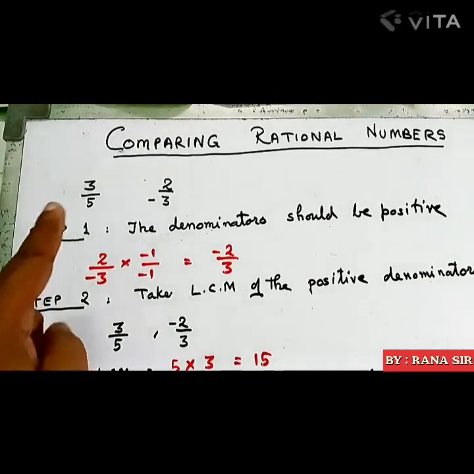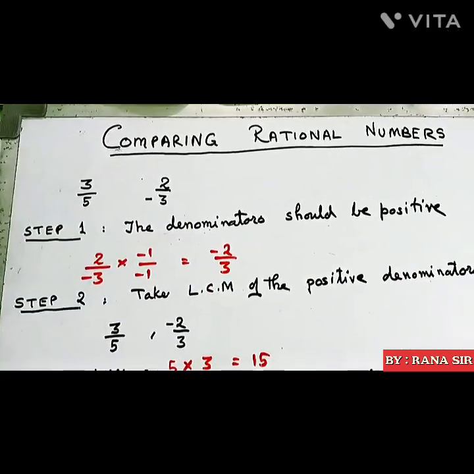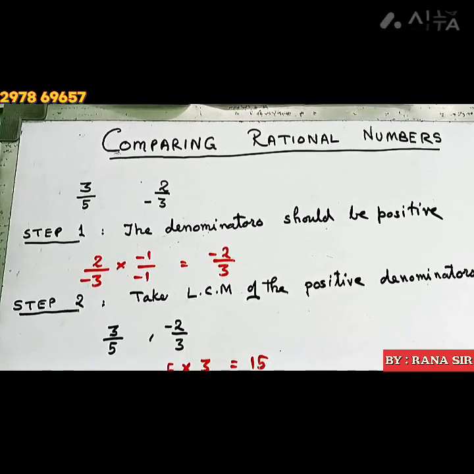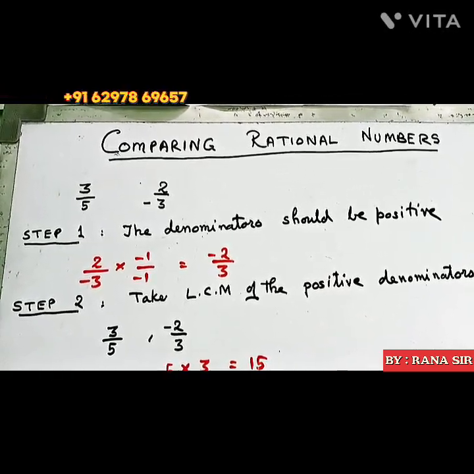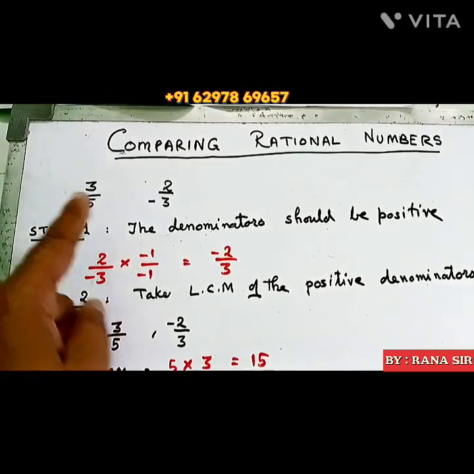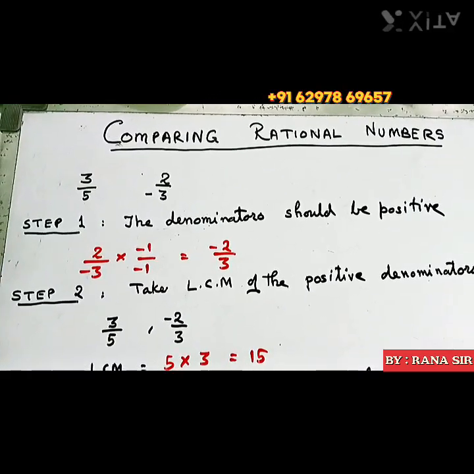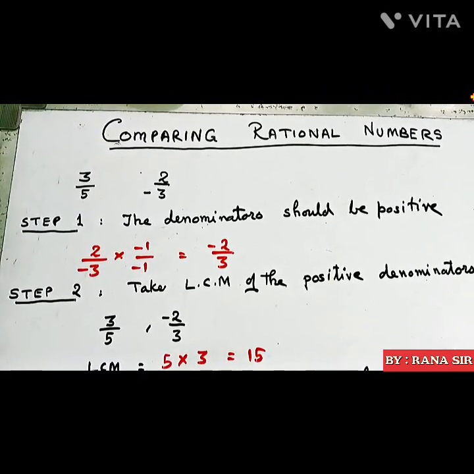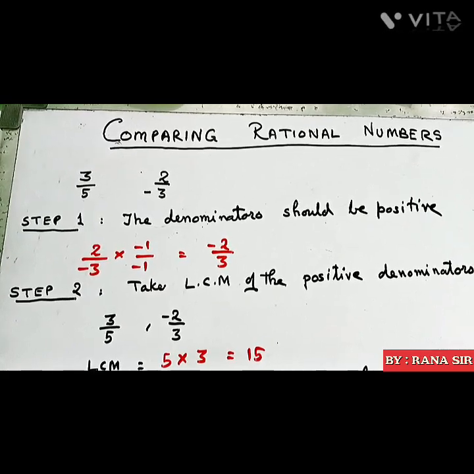So there are two fractions here, two rational numbers, 3 by 5 and 2 by minus 3. These are two rational numbers and we have to compare. Compare means we have to understand which of the two fractions is greater than or less than, or whether these two fractions or rational numbers are equal.